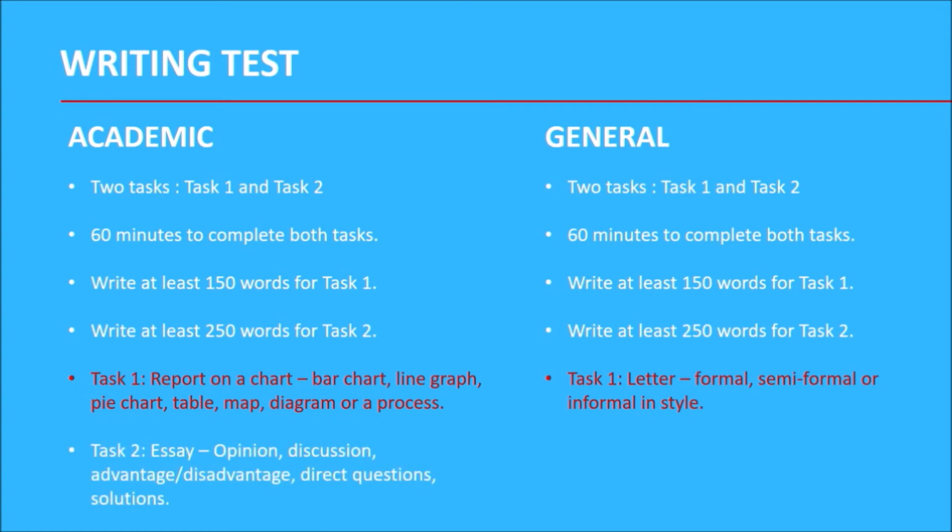Academic Writing Task 2 is a formal essay. The common types of essays are opinion, discussion, advantage-disadvantage, direct questions, solutions. General Training Writing Task 2 is the same as academic essay writing. The essay is written in the same way and the scoring is the same. The only difference is that general training essay questions are often easier and topics are simpler. Also, the writing test marking criteria is identical for both the versions. Let's move on to the last section, the reading section.